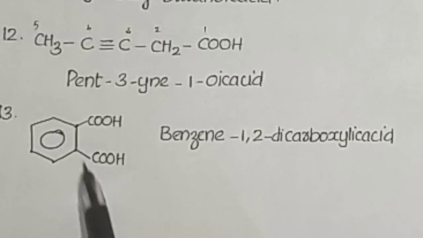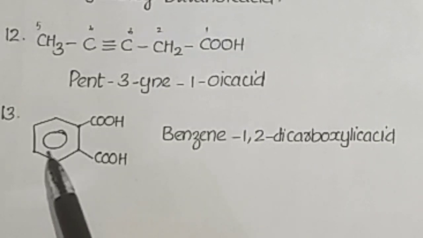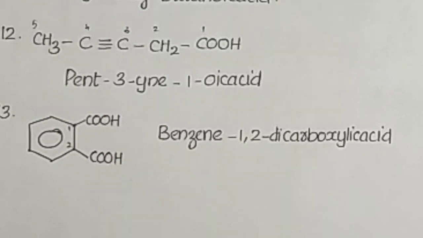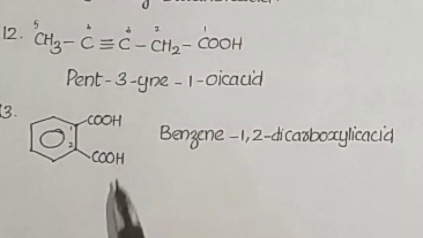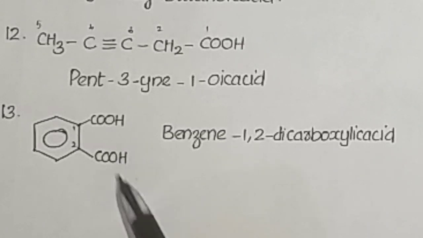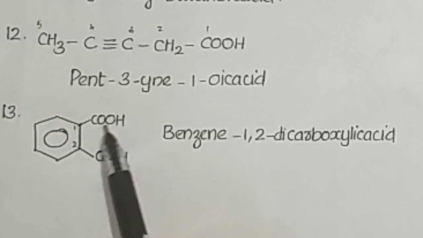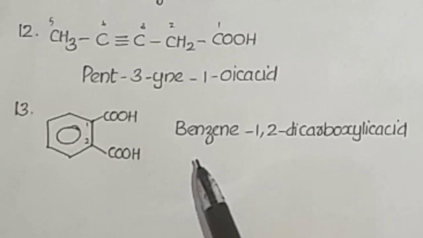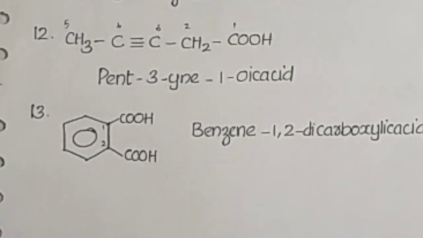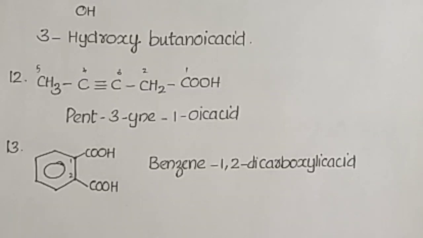The next one, benzene, this is benzene-1,2-dicarboxylic acid. Benzene-1,2-dicarboxylic acid, common name is phthalic acid. So these are the important board exam questions asked from the nomenclature area.